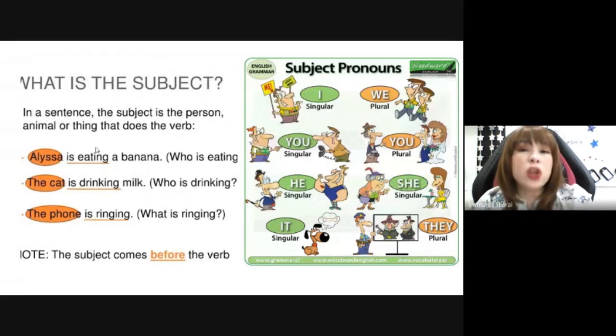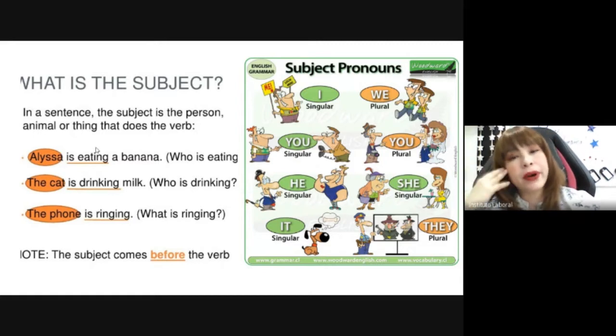Also, we use the subject pronouns as subject in some sentences. We want to replace a common name like the cat. We want to replace the proper name of a person, Alisa. Then we use the pronoun she. There are singular and plural pronouns. Let's check them. Singular, first person, subject pronoun, I. That refers to me. I is singular. That means only one.